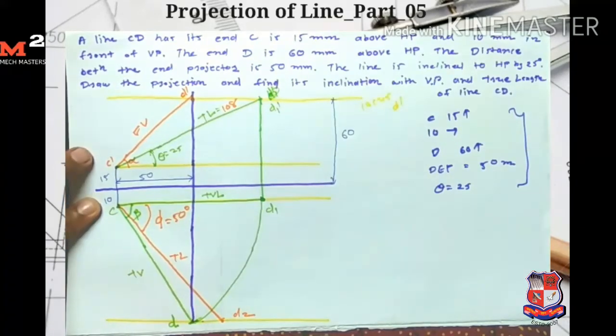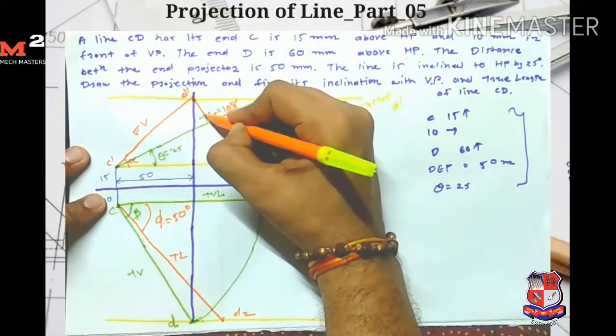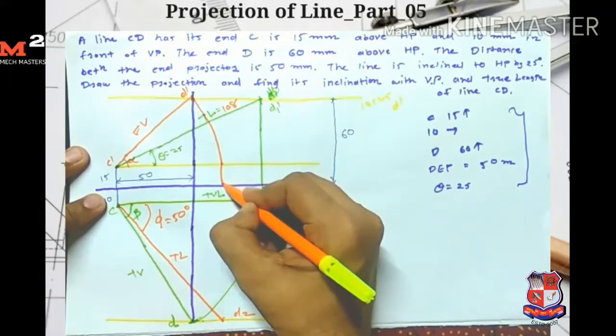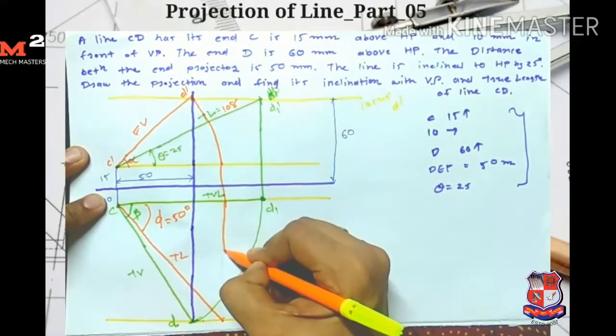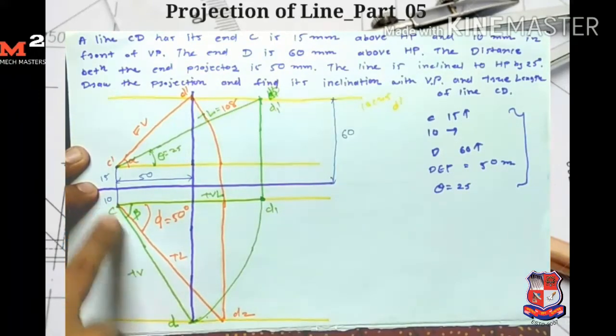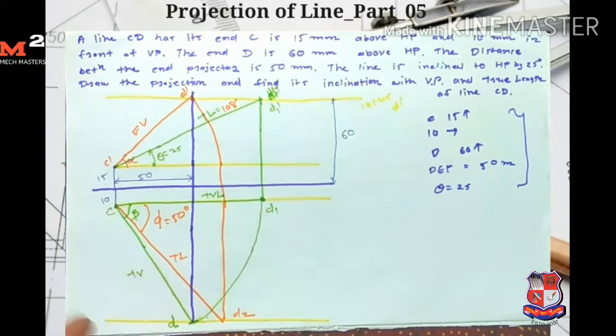Okay, I find the true length by another method. I take an arc from the front view length here, and from this front view length I draw one projection line here which intersects the locus of D. So here I get the D2 point, and connecting C with D2 I get my true length. Okay, so I can find the true length by either of these methods.